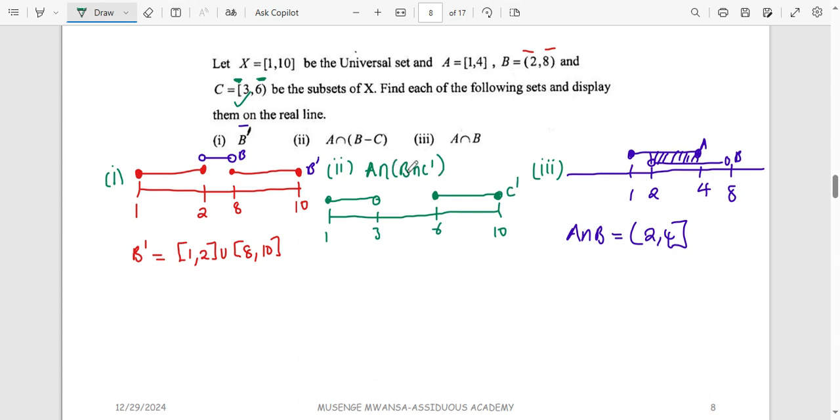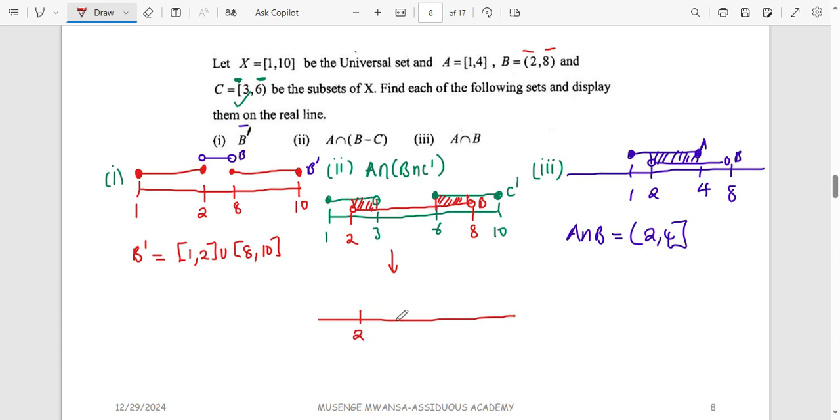I want to ask if C complement is intersecting with the set B. So the set B is from 2 to 8. 2 is going to be somewhere here, 8 there. So the set B is this one. So we want where B is intersecting with C complement. So can you see that it's from here up to here, and then from here up to here. So therefore, I'm going to put now this on our number line.